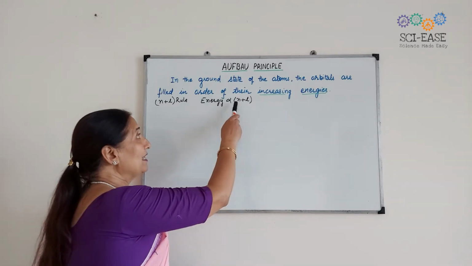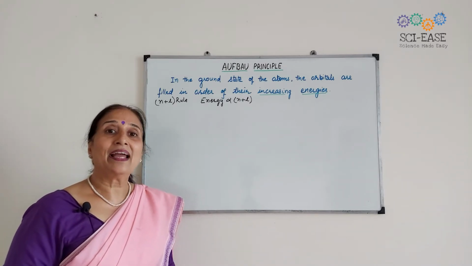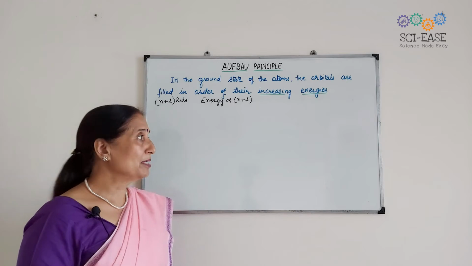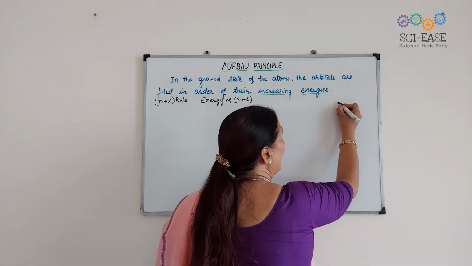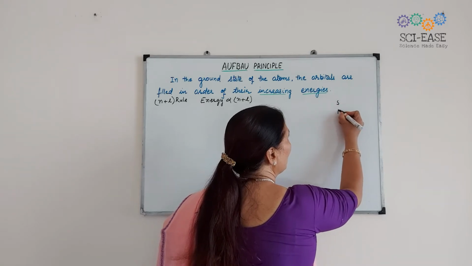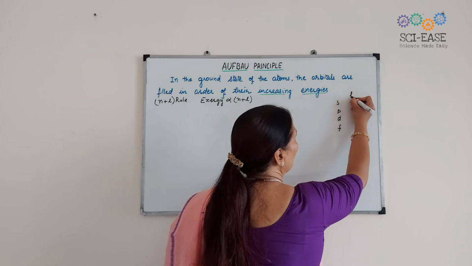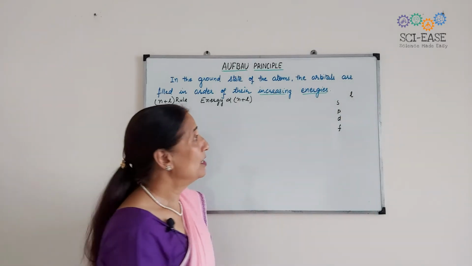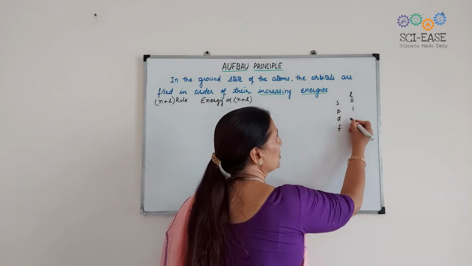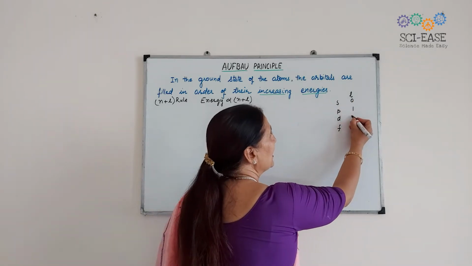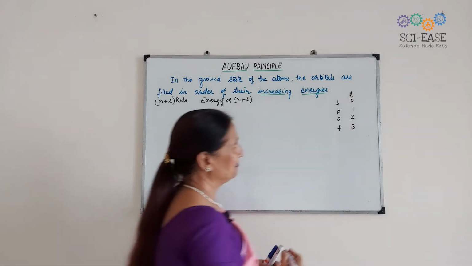So what is n? You know that it is the principal quantum number, and l is the azimuthal quantum number. So here I will write the value of l for s, p, d and f. For s the value is 0, for p it is 1, for d it is 2 and for f it is 3. Okay?